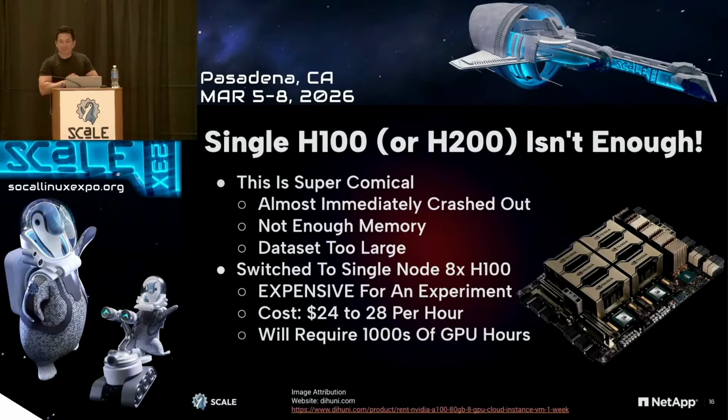I started with an H100 just to see what would happen, and it almost immediately crashed out. Not enough memory, as you saw from the error log, because the data set's too large. So I had to switch to a node that had 8 H100s. And as you can imagine, this gets pretty expensive pretty quickly. If you go on to DigitalOcean or Lambda Labs or whatever, you're talking about anywhere from $24 to $28 per hour for this node with 8 H100s on it. And because the data set is so large, it will take thousands of hours to train this small language model.